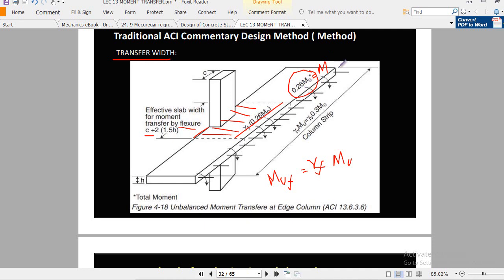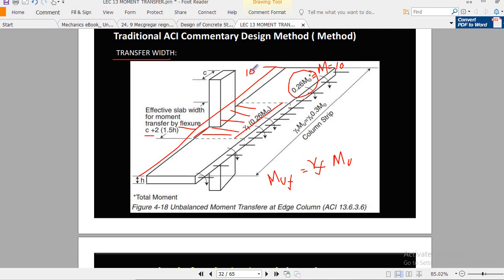Let's say we find, in lecture number 13 I already explained this, let's say we find the moment by using this coefficient with M naught. Let's say this is 10 kip-feet. Now this 10 kip-feet moment is acting over the total column strip width, this one. Let's say this is 10 feet.